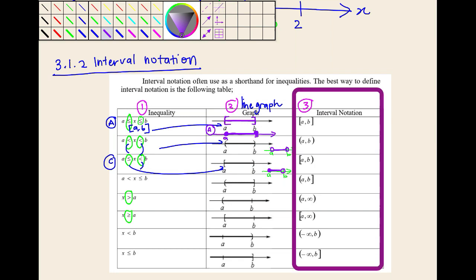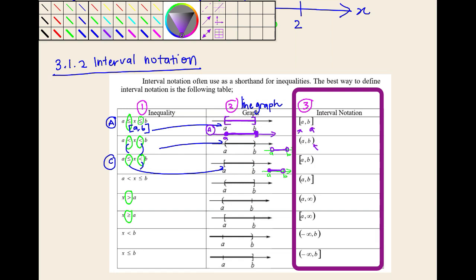Now for interval notation, you do your interval in the brackets. Okay, so instead of doing a line graph, you do it in a bracket. So this is how you write in a bracket. So whether it is a square bracket or a normal bracket, it depends whether it includes the point or not.